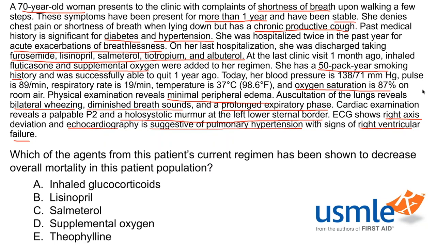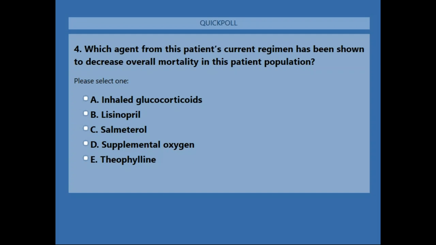All right, so let's go ahead and open up the poll. Is it A, inhaled steroids, B, lisinopril, C, salmeterol, D, supplemental oxygen, or E, theophylline? Looks like around 20% have answered, so we're going to wait another 15 seconds or so to get an adequate sample size. Looks like 40% of you have answered. We're about to hit 50%. 60%. Give it a couple more seconds. Okay, close to 70% have answered, so I'm going to close the poll and share the results.